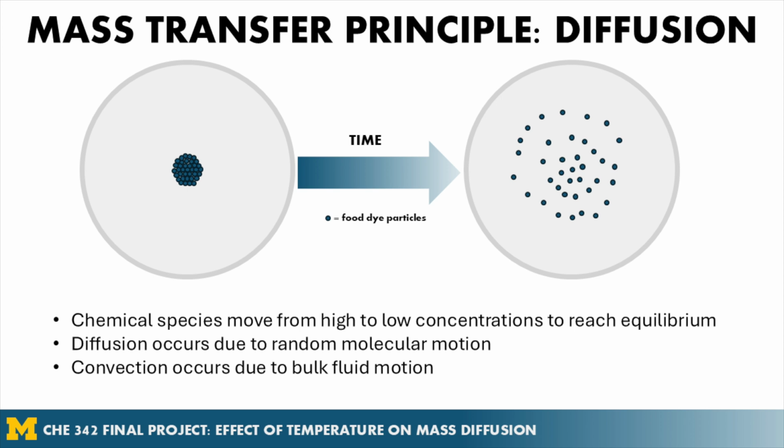So what is mass transfer? We can define it as the movement of a chemical species from an area of higher concentration to an area of lower concentration in order to reach equilibrium. And it can occur in two different forms: diffusive mass transfer or convective mass transfer. Diffusive mass transfer is the movement of a species due to random molecular motion, otherwise known as Brownian motion. Convective mass transfer is the movement of a species due to the bulk flow of a fluid. And in this experiment specifically, we're mainly looking at diffusive mass transfer.